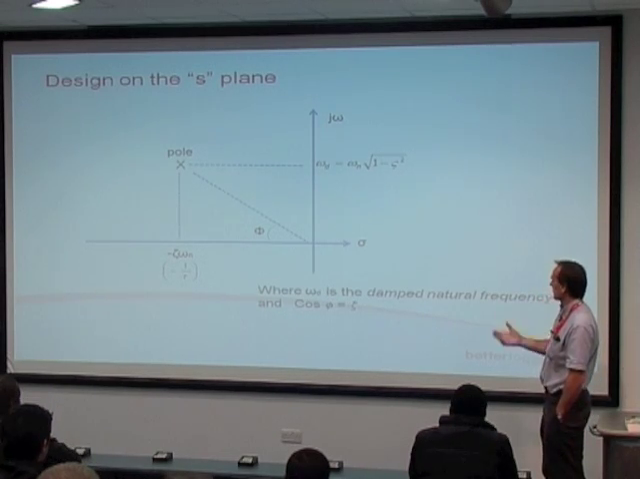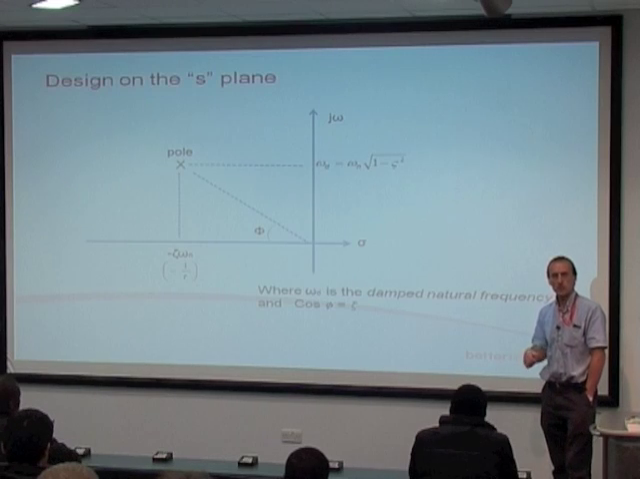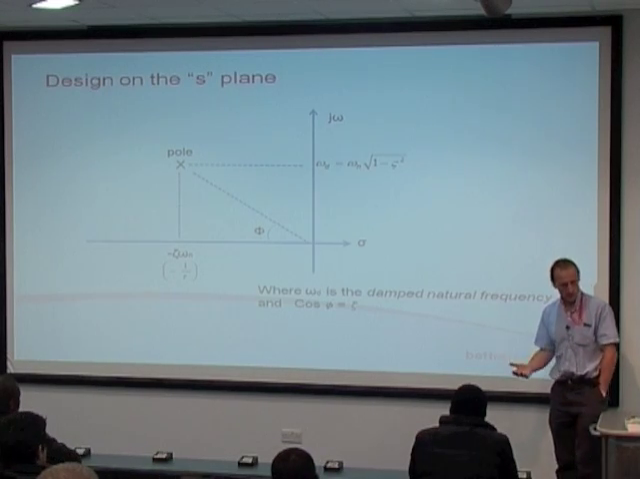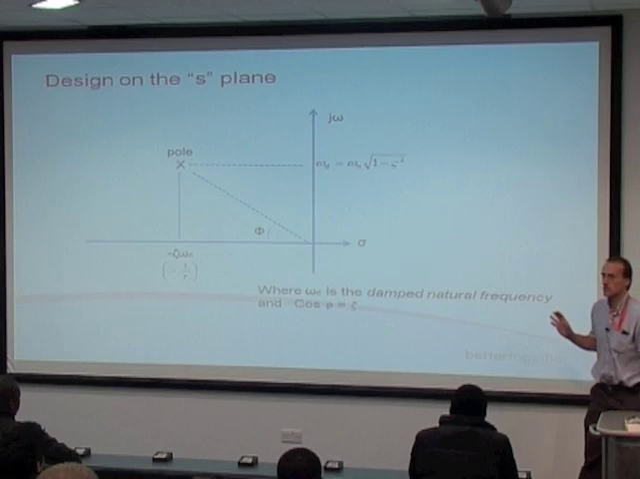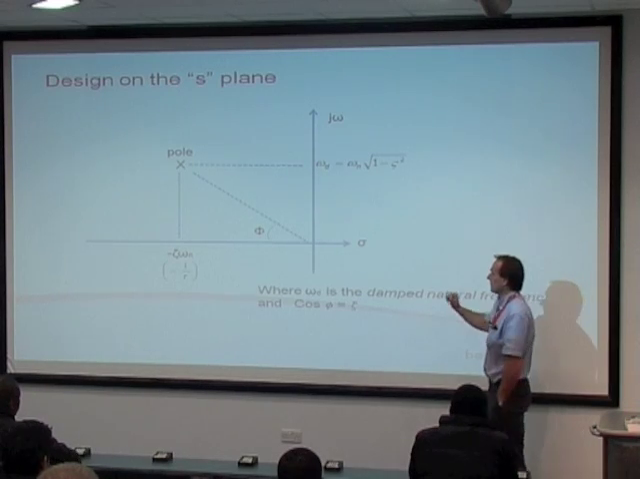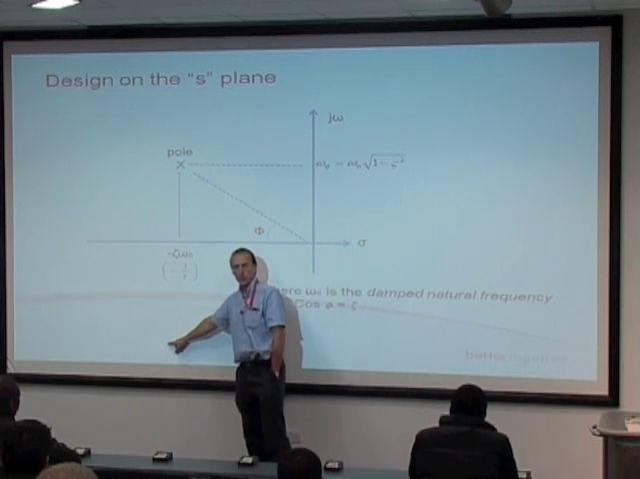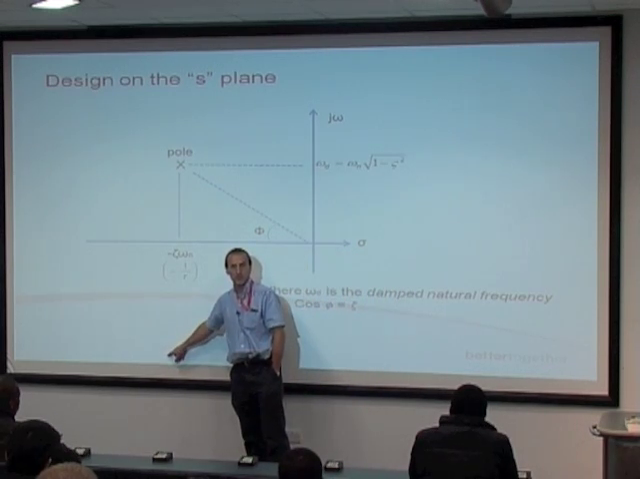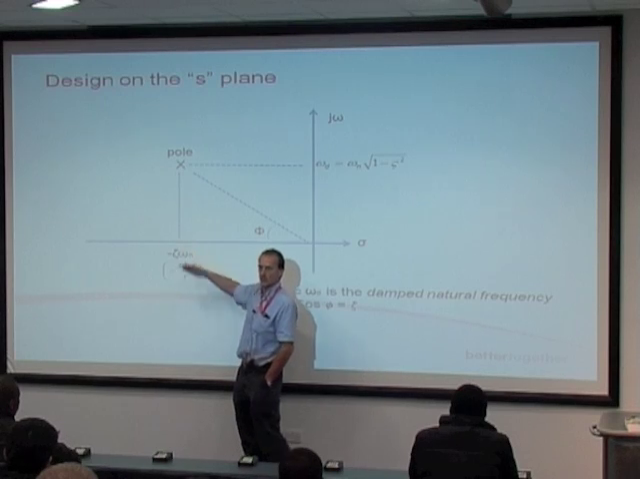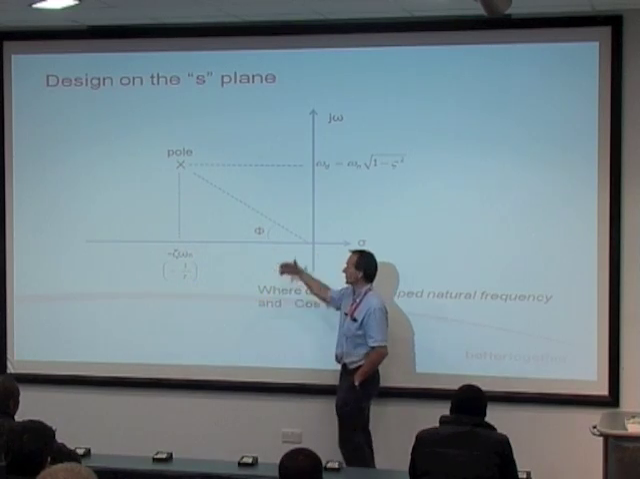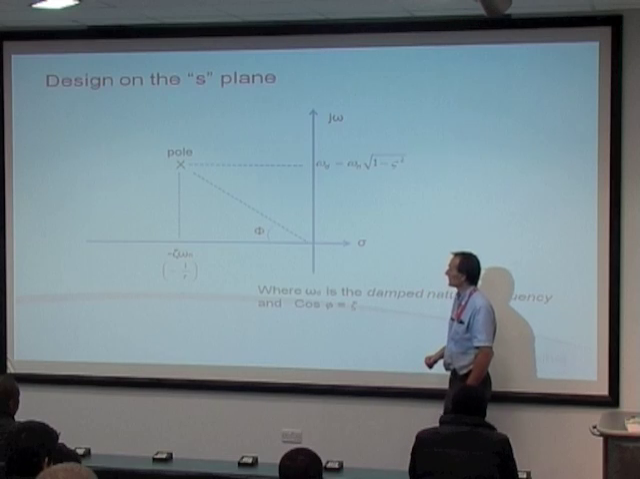So let's see if we can understand, in terms of things like rise time and all the rest of it, how that translates onto the S-plane. I've put on one complex pole there. It will have a complex conjugate partner down here. But seeing as these drawings are always symmetrical because of that, we tend just to look at the top half.